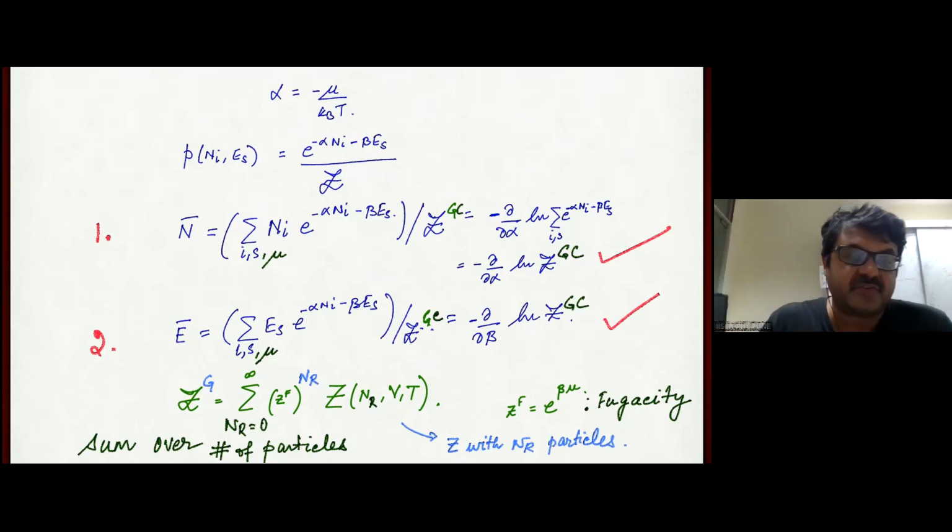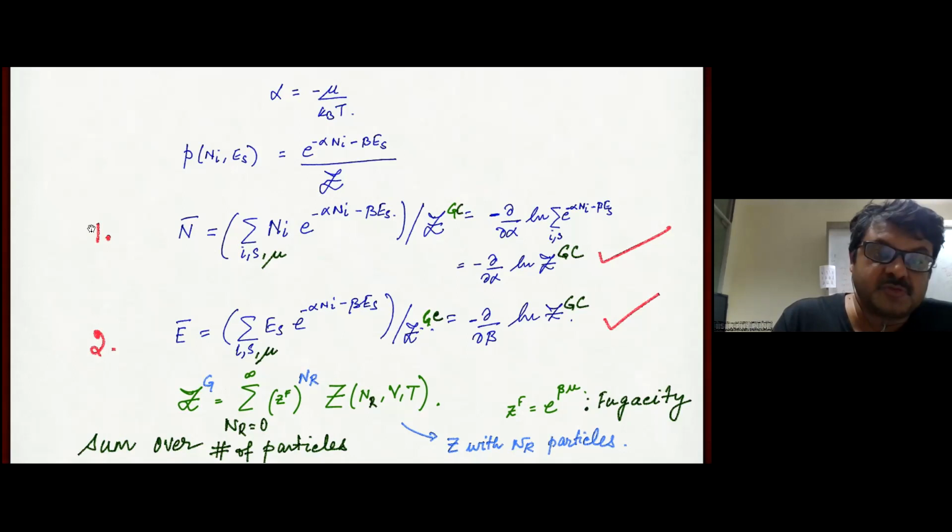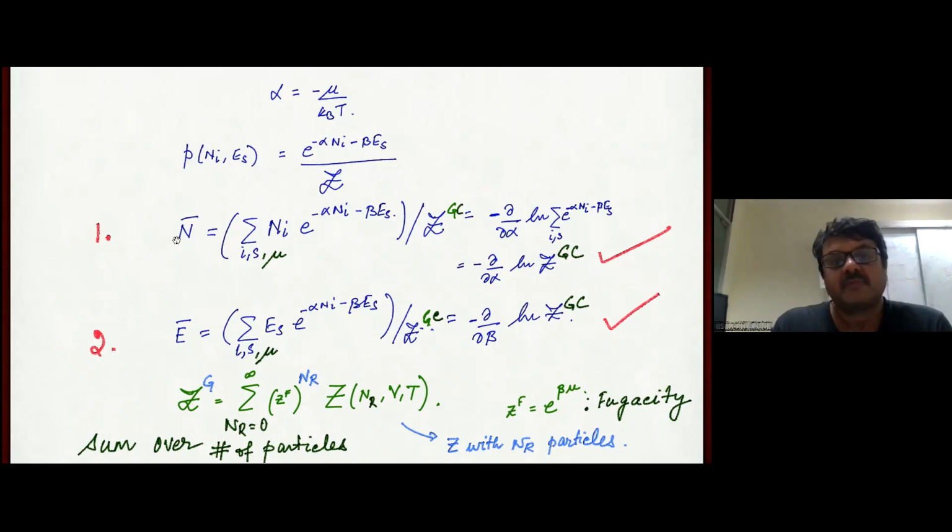Just like energy fluctuates, in a canonical ensemble you associate the average energy of the system with the internal energy. Similarly, the number of particles that are in this room is an average N.